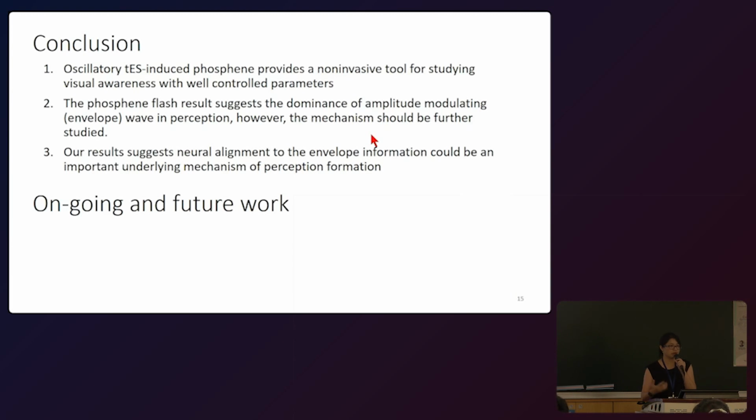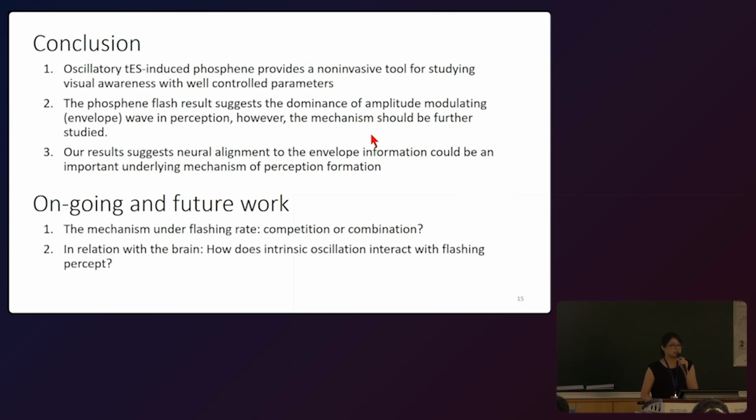And our ongoing work is on the mechanism underlying the flash rate, whether the flash rate percept is a competition or combination between the carrier and AM frequency. And the second is that we are using EEG to try to analyze whether this kind of subjective rating is related to the subject's intrinsic brain oscillation.